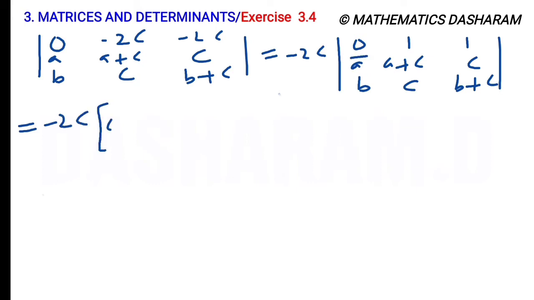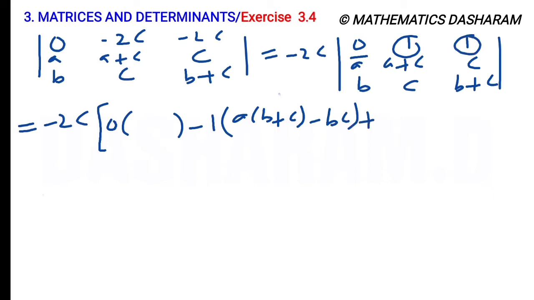Here the first element is 0. So 0 into anything is always 0, so no need to write here. Next, the second element is 1, but you should take the minus 1. So here cancel it. A into B plus C, B into C. So A into B plus C minus B into C. Next, the third element is 1. So cancel the row and column. A into C minus B, A plus C into B. So A into C minus bracket of A plus C into B.